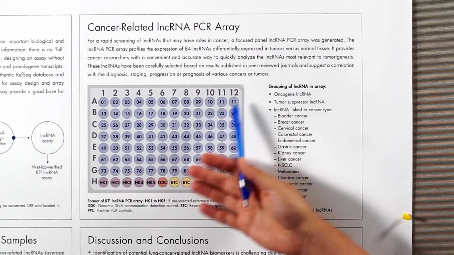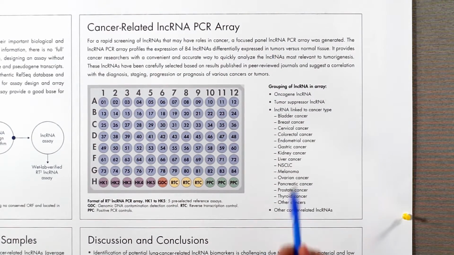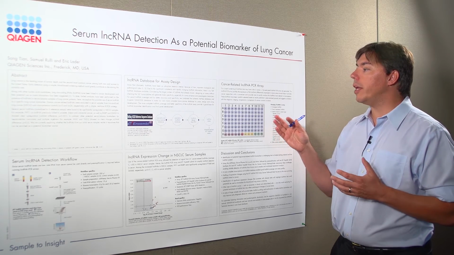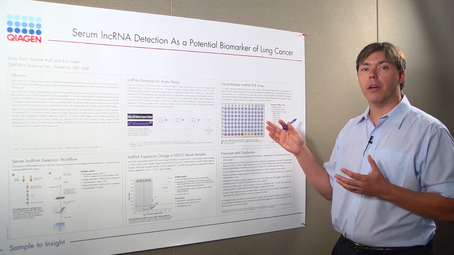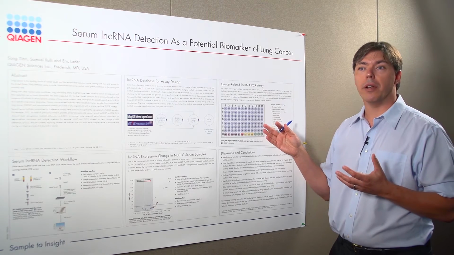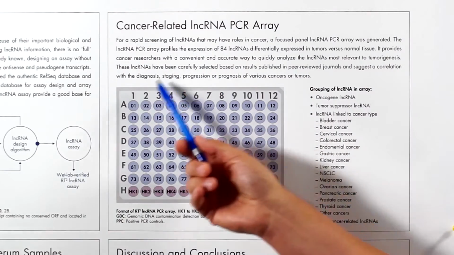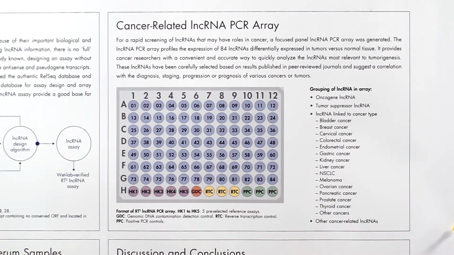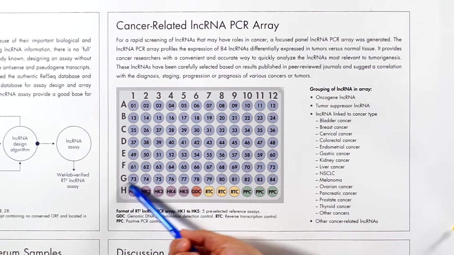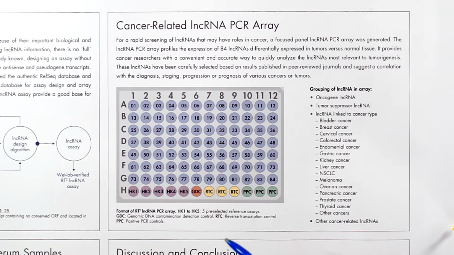We've designed different panels of long non-coding RNAs, and in today's study, we're going to be using our cancer-related long non-coding RNA panel. We call this our Human Cancer Pathway Finder array. In this array, we have 84 long non-coding RNAs that have been associated with different types of cancers, everything from bladder, breast, cervical, and other types of cancers, as well as 5 different normalization or housekeeping genes. 3 of these are traditional mRNAs, while 2 are small non-coding RNAs, and we have our patented control panel on the bottom of each of these arrays.